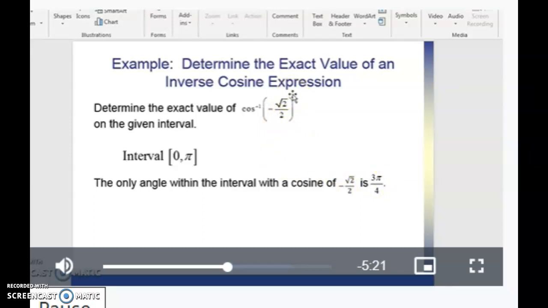Square root of 2 over 2 for cosine is pi by 4, but that's the reference angle. We need to go to the quadrant where it's negative, and that will be when we arrive at a value of 3 pi by 4. So the only angle within the interval 0 to pi, including 0 and pi, with a cosine of negative square root of 2 over 2 is 3 pi by 4, making that our answer.